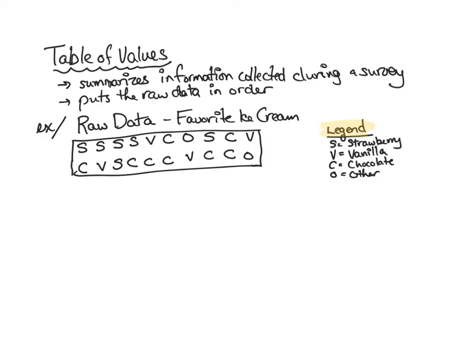Now, what is shown here in the raw data table is not a table of values. This is just the answers that have been given, people put in a symbol form. What we want to do is make some sense out of this raw data to put it in an order that makes sense and that helps us understand. So we're going to start our table of values.